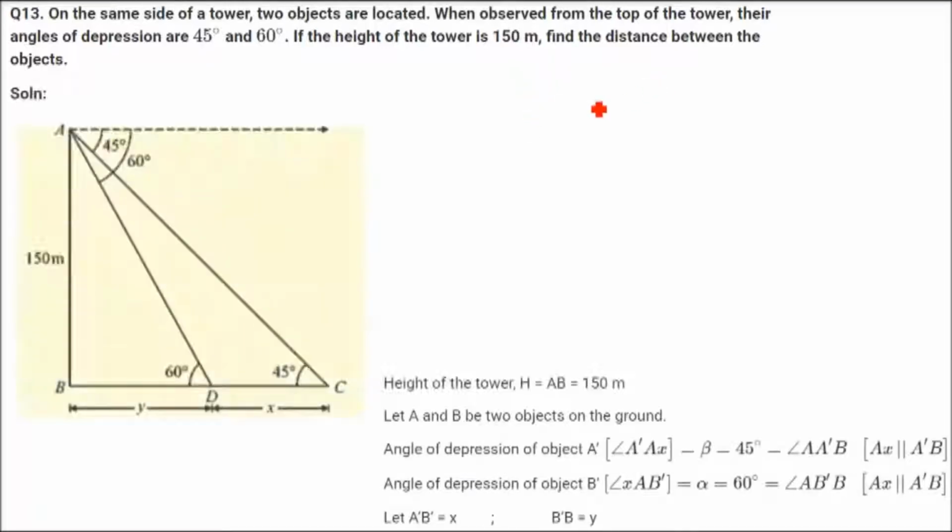On the same side of a tower, two objects are located. When observed from the top of the tower, their angles of depression are 45 degree and 60 degree. If the height of the tower is 150 meter, find the distance between the objects.